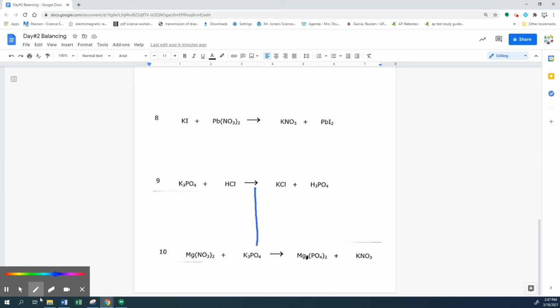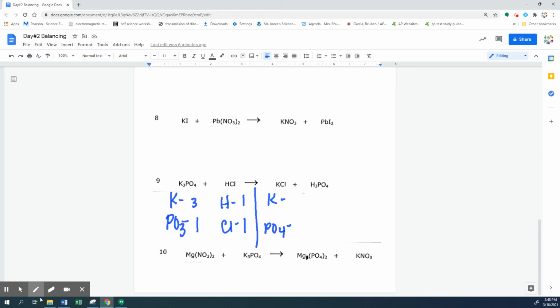For number 9, I have potassium, phosphate, hydrogen, and chlorine. Right away, after I'm done counting, I will notice that my potassiums do not balance. So I'm going to put a 3 in front of my potassium on my product side. That changes potassium and chlorine.